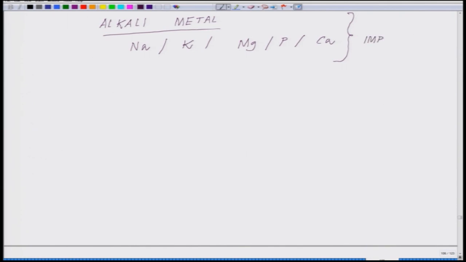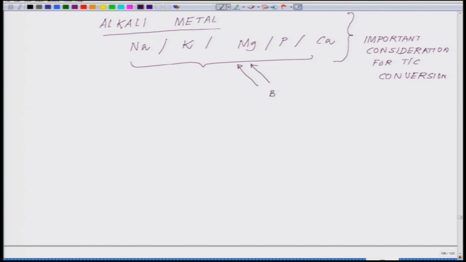They have important consideration for thermochemical conversion. Why is it so? These are all coming from different kinds of biomass sources, okay.